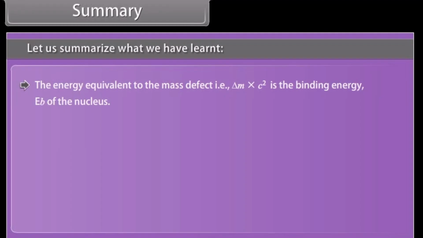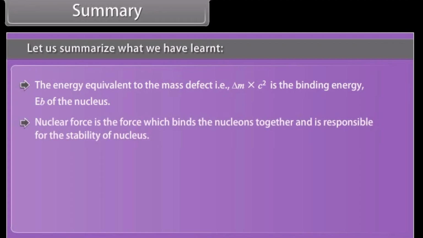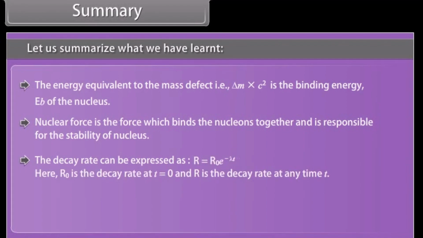Nuclear force is the force which binds the nucleons together and is responsible for the stability of the nucleus. The decay rate can be expressed as R = R0 e^(-λt), here R0 is the decay rate at t equal to 0, and R is the decay rate at any time t.